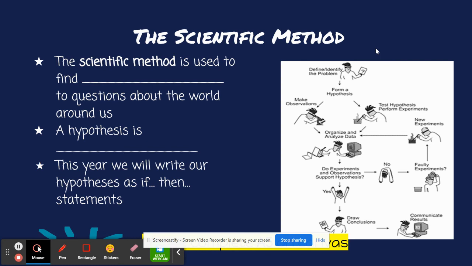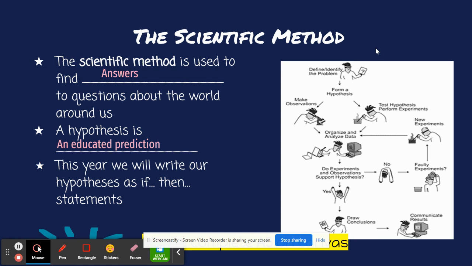Then we'll do a little preview of the scientific method, our discussion for tomorrow. The scientific method is used to find answers to questions about the world around us. A hypothesis is an educated prediction, and this year we're going to really work on writing things as an if-then statement.